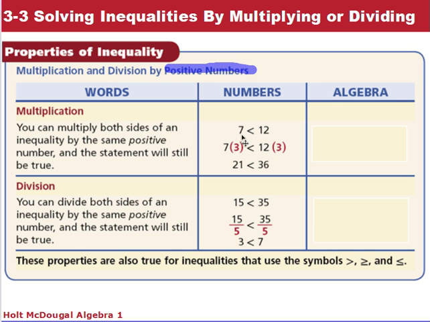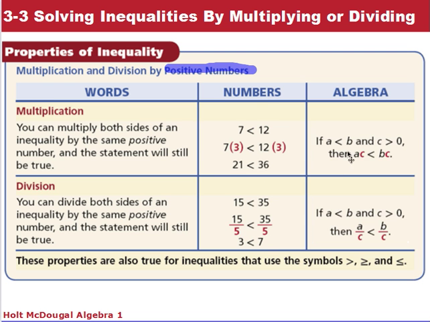Looking at multiplication, if we have 7 is less than 12, the inequality is true. We multiply both sides of the inequality by a positive 3. We get 21 is less than 36, and that inequality remains true. Division: we have 15 is less than 35. Again, that inequality is true. Dividing both sides by 5, we get 3 is less than 7, and that inequality also is true.